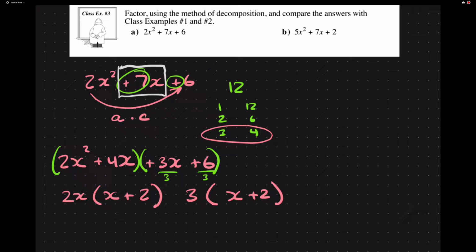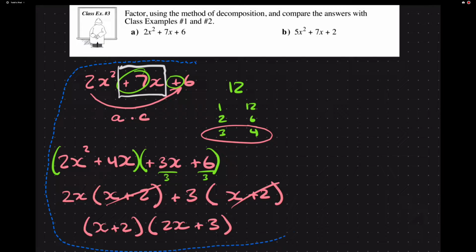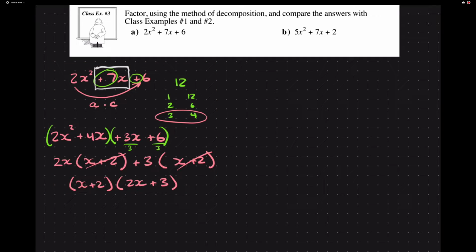So I pulled out a positive 3, and now what are the two binomials I'm going to be left with? Well, my x plus 2, which is common here, and that leaves me with a 2x plus 3. Okay, so that's example A, and you just have to follow this process, and you'll have no problem with these at all. Okay, so that was example A.